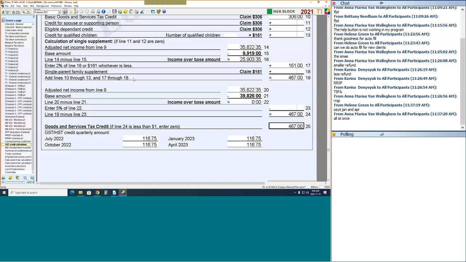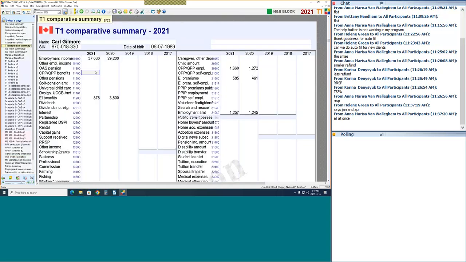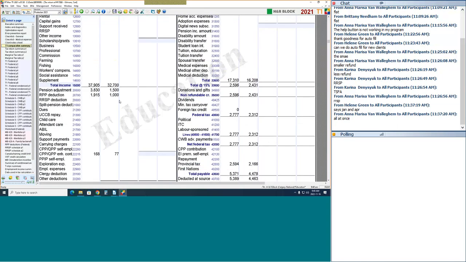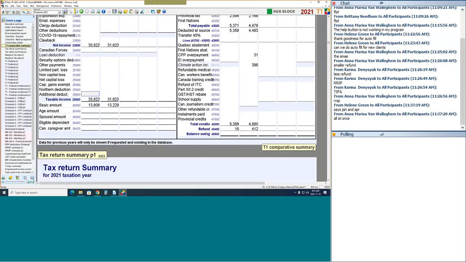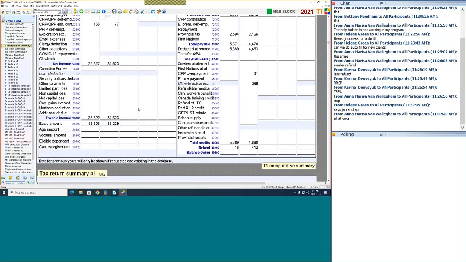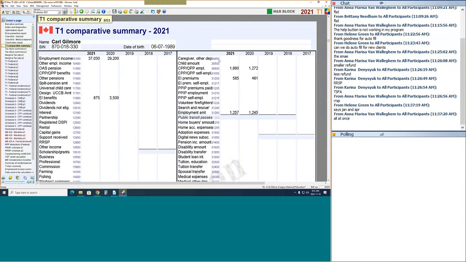If I go to the tax return, I want to do a comparative summary. I want to see what the difference was in one place. So in my comparative summary, I'm going to have a difference of income. His income was higher. His EI benefits were lower. He had more registered pension plan because he worked for longer in the year, and it's a different employer. Basic amounts are going to change. Those things, we don't worry about that much because they are pretty typical.